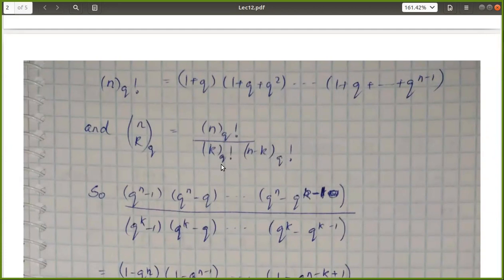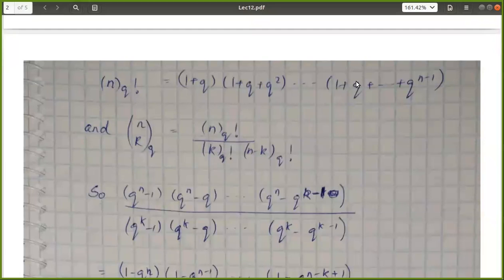And this q factorial is actually this number: if you take a natural number n, and q is any variable or a number, then q factorial of n is 1 plus q, times 1 plus q plus q square, and so on. This product goes on till 1 plus q plus and so on till q to the n minus 1. So the last term has n terms, and there are in total n such terms.